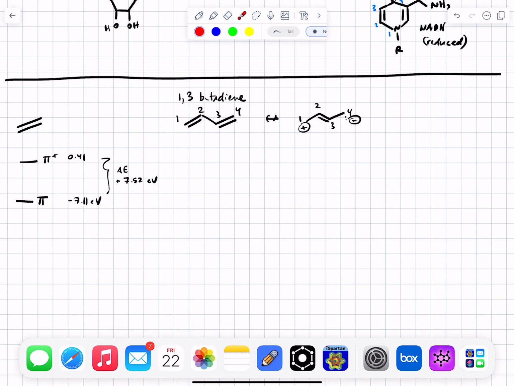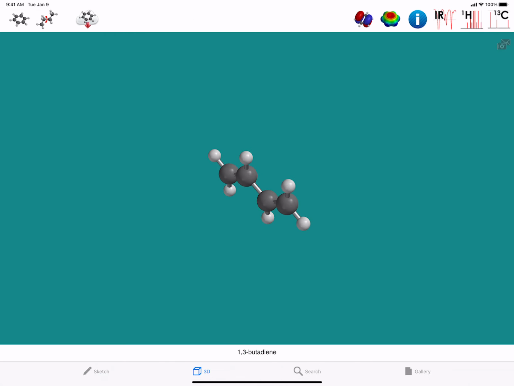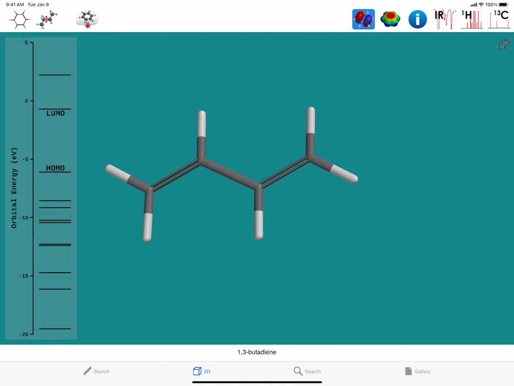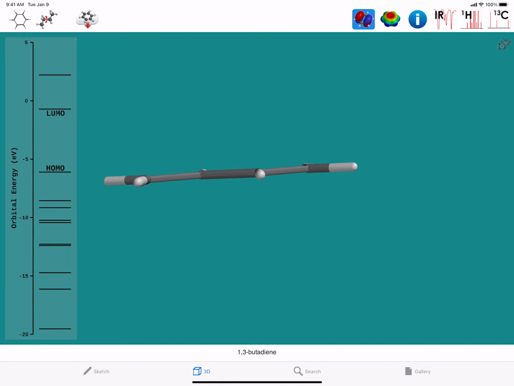And I will draw 1,3-butadiene in Spartan, and then we'll look at what that does to the orbitals. So here's the other pi bond. All right, so first off, you can see just by looking at the Lewis structure, 1,3-butadiene is flat.